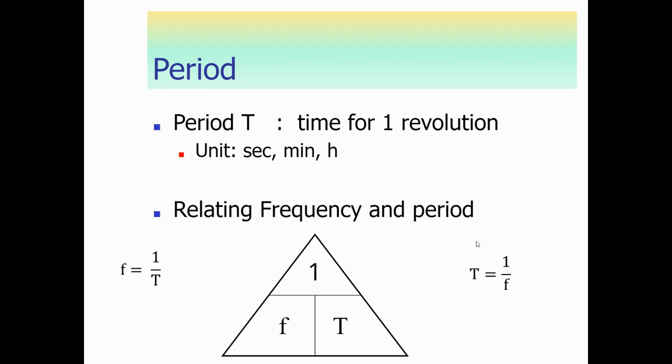So period, capital T, and frequency are inverse of one another. If you have one of them, you can find the other by dividing one by the other. So frequency is 1 divided by the period. Or if you know the frequency and you need to find T, the period, you do 1 divided by the frequency.